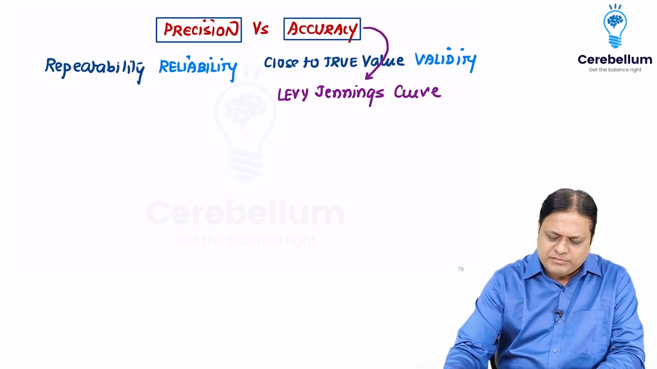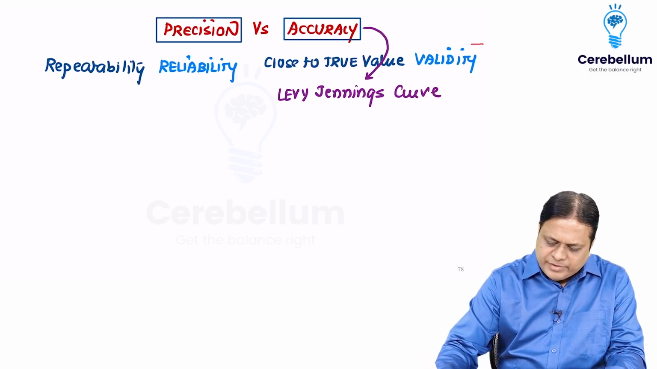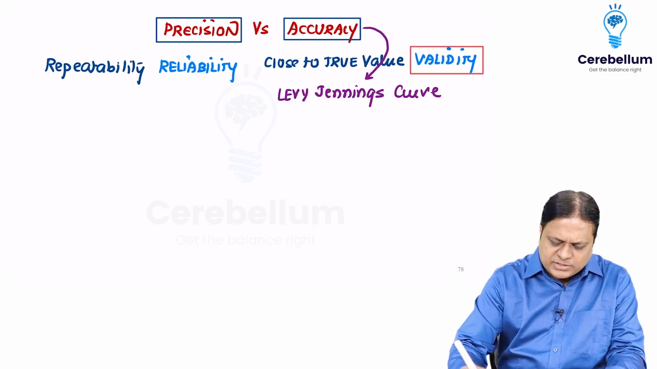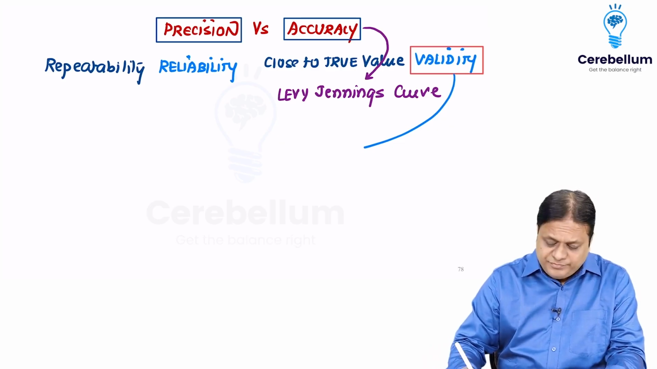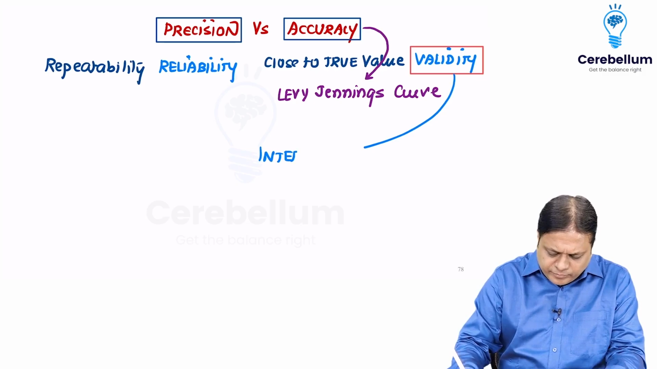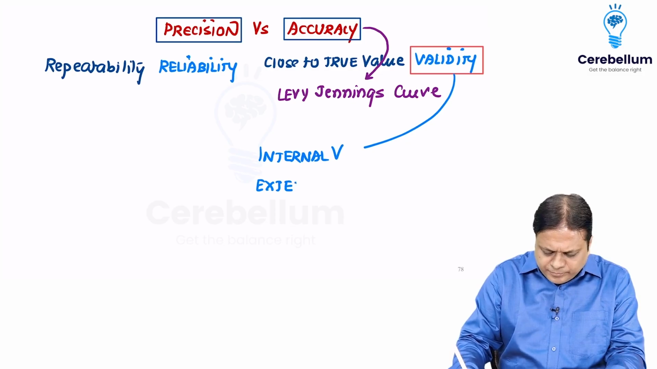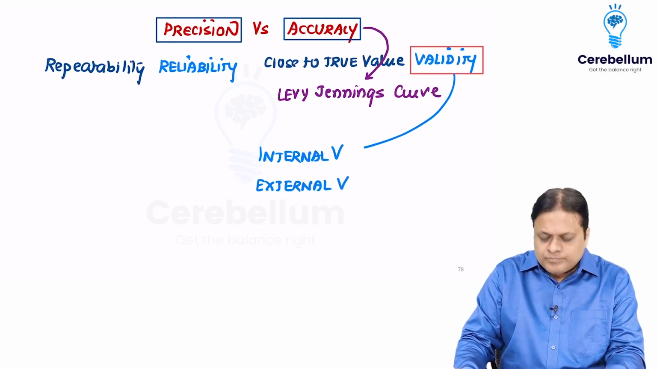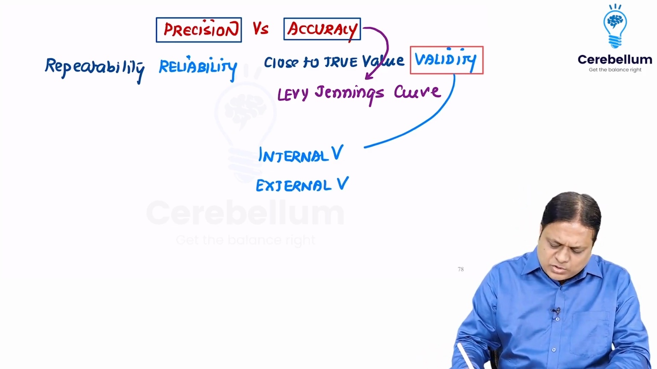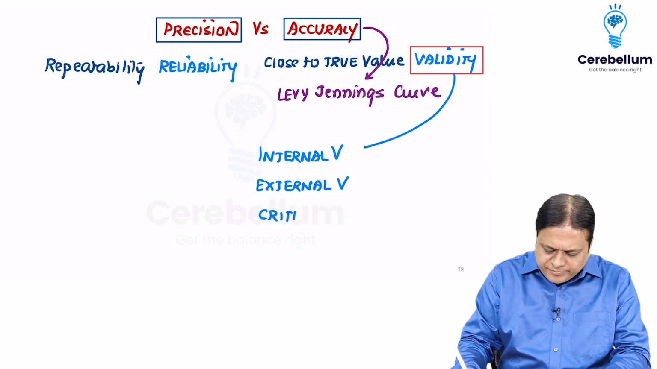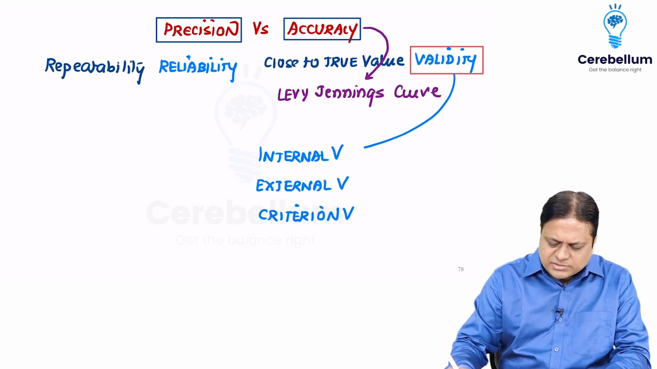Now please remember, when you look at validity subtypes, validity as a topic is of many types. So we have internal validity, external validity, content validity, face validity. We also have criterion validity. Now we have to understand the meaning of these terms.